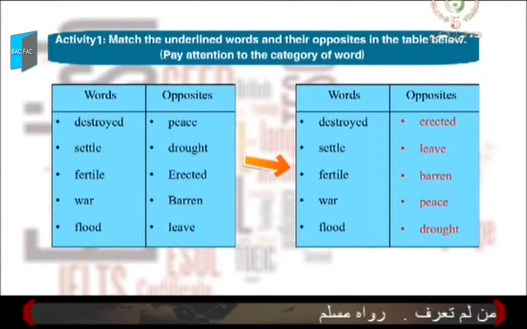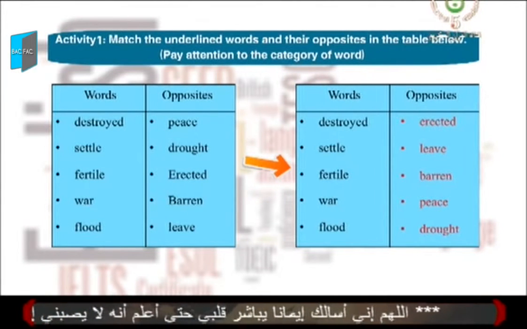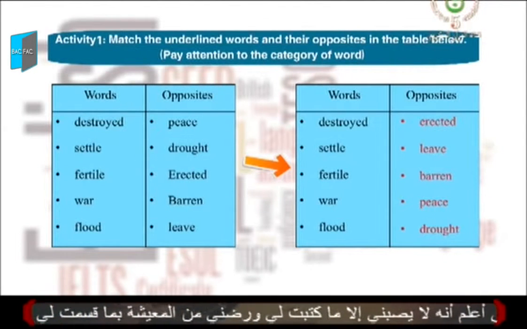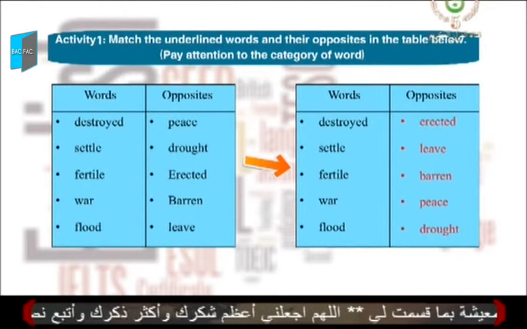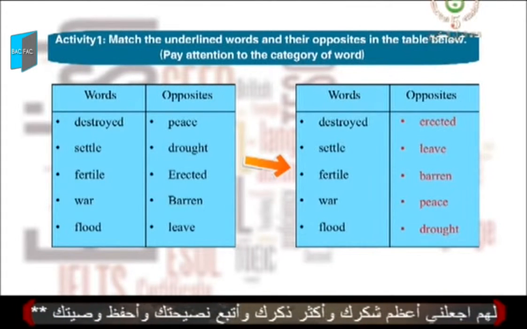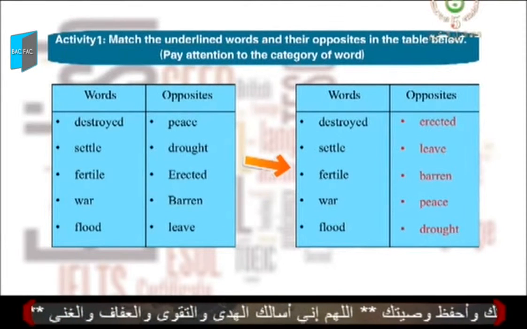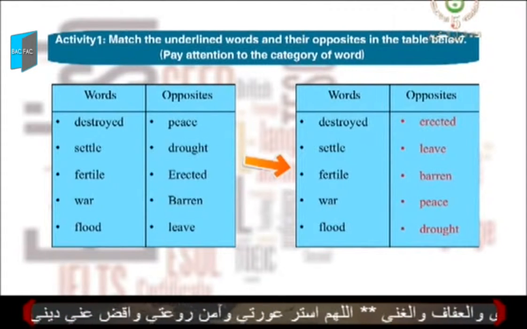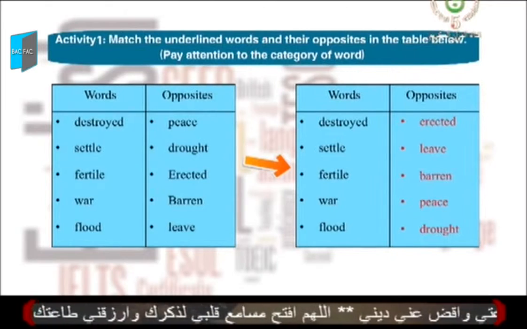I suppose that now we are able to correct the activity. Let's start. Destroyed matches with erected, good. Settle is the opposite of leave, right. The adjective fertile is the opposite of barren. War, the noun, is the opposite of peace. And the last one, flood, is the opposite of drought.